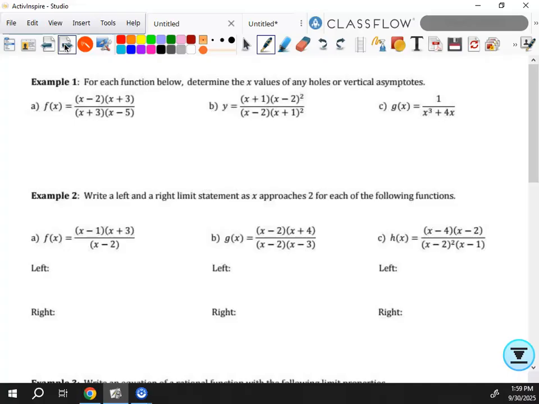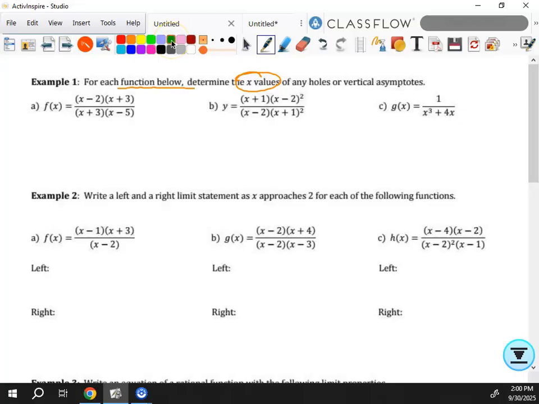So on A, B, and C, we're just determining where they are. When we were doing these on the review part, if we would cancel something out and we found the x value for the hole, then we substituted it back in and found the y value to find the actual ordered pair. This just says for each function, determine the x values of any holes or vertical asymptotes. So I don't even care about the y value here. I just care about the x value. There's a lot of what we do where maybe we could find the y value, but if all it's asking for is the x, that's all we care about, right? That's all we have to do.